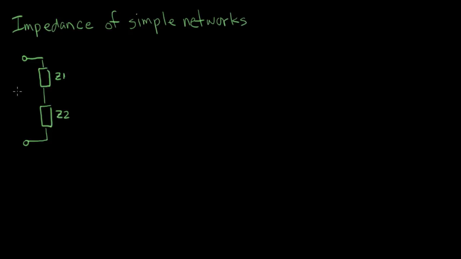Let's talk about the idea of the impedance of some simple networks. Now, what I've shown here is a very simple network. It has two impedances in it, Z1 and Z2. And inside these boxes are one of our favorite passive components, either an R, an L, or a C. That's what's in both of these things. We're going to look at combinations of this and figure out what the impedance of simple combinations are.